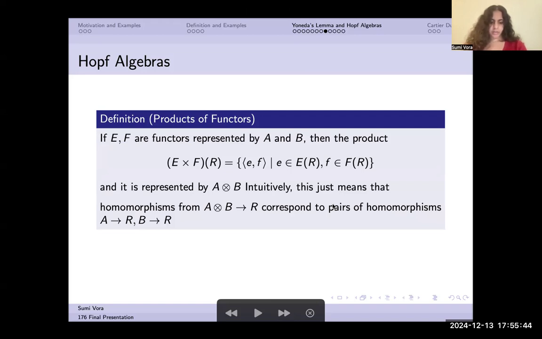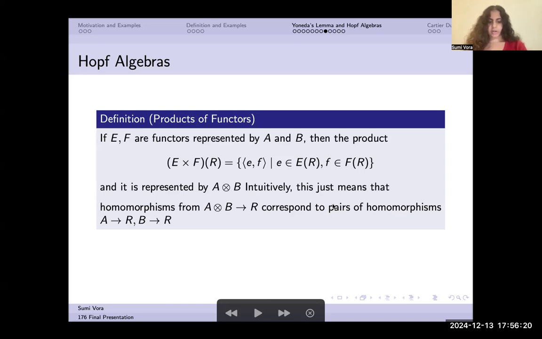And so we'll define the product of functors as just pairs E, F, where you apply the functors coordinate-wise. Then we'll say that if A represents E and B represents F, then E times F will be represented by A times B, where we write this times instead of this circle to distinguish them. So if you see the circle, then we know that we're talking about coordinate rings or eventually Hopf algebras. And if you see the regular times, we know that we're talking about the product of functors or group schemes.